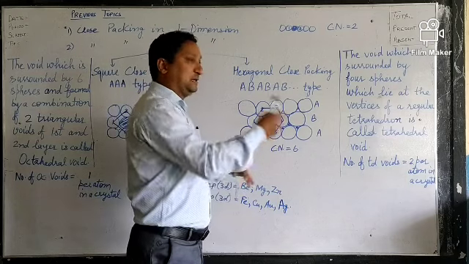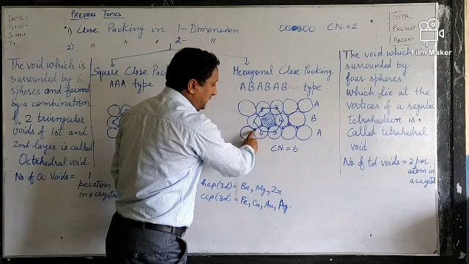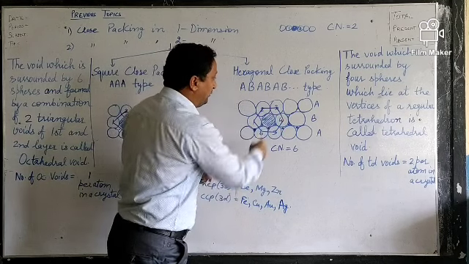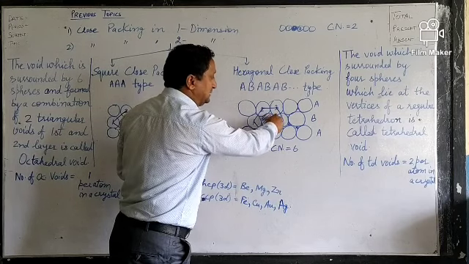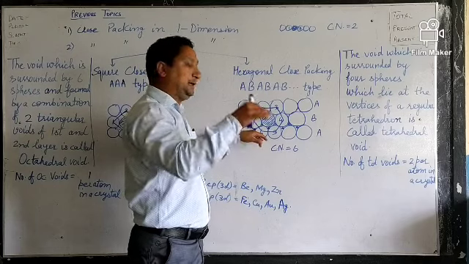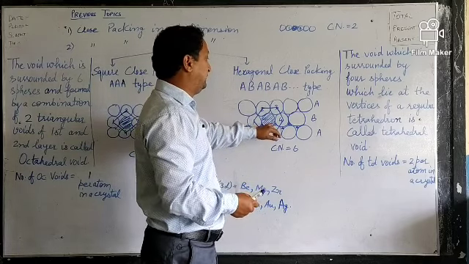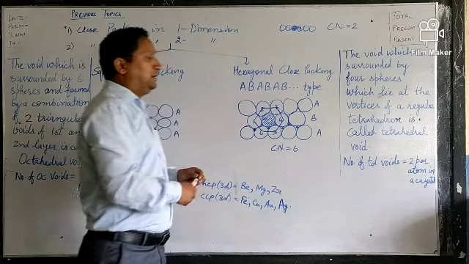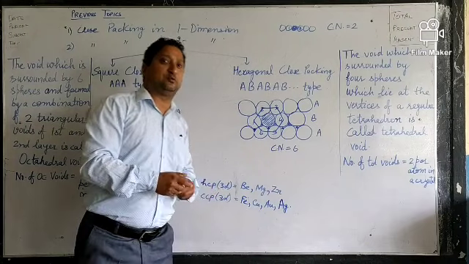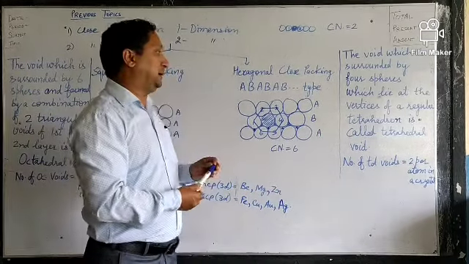Now, we have studied earlier, and you can see by the arrangement that there are two types of voids here. One is pointing upwards and the other is pointing downwards. Those pointing downwards, let us call them A, and those pointing upwards, let us call them B. Last time we also studied two kinds of voids. What were those two voids? One was the tetrahedral void and the other was the octahedral void.